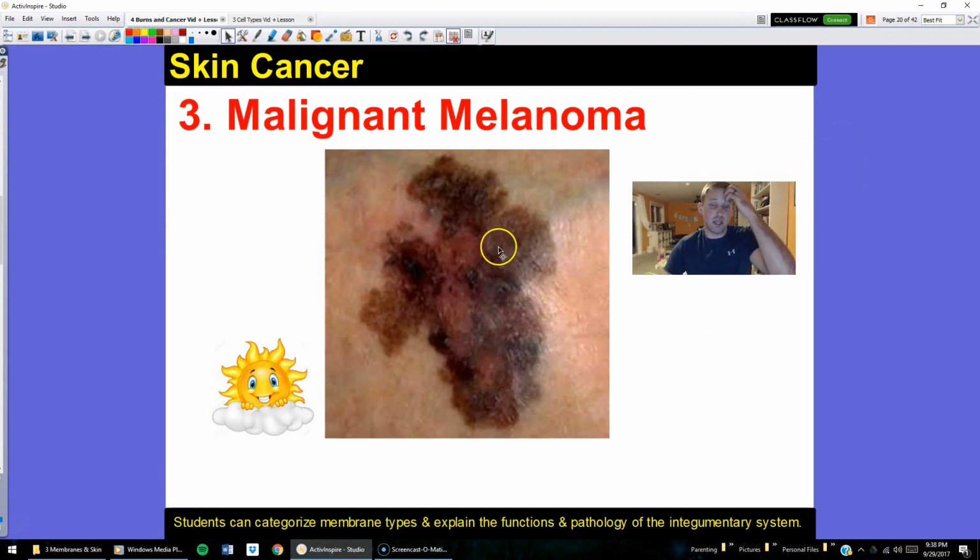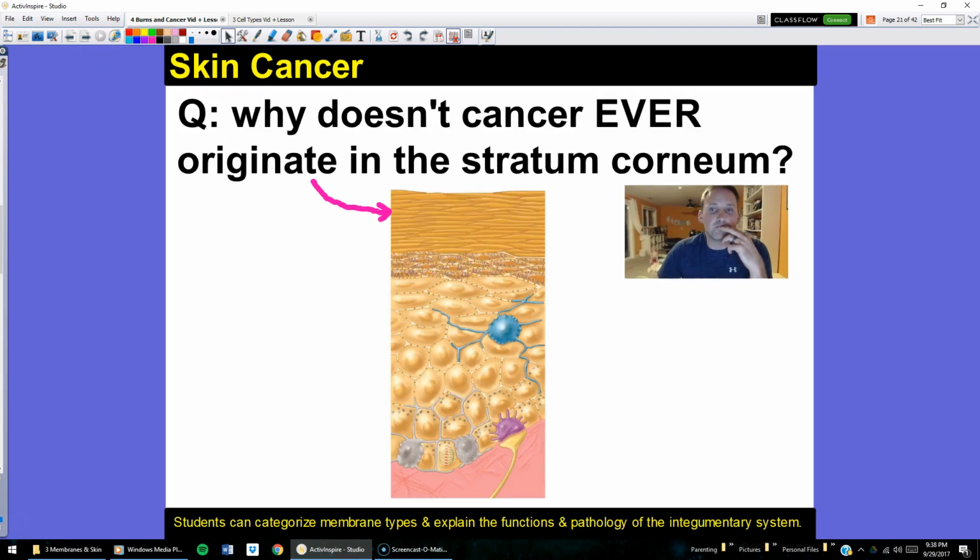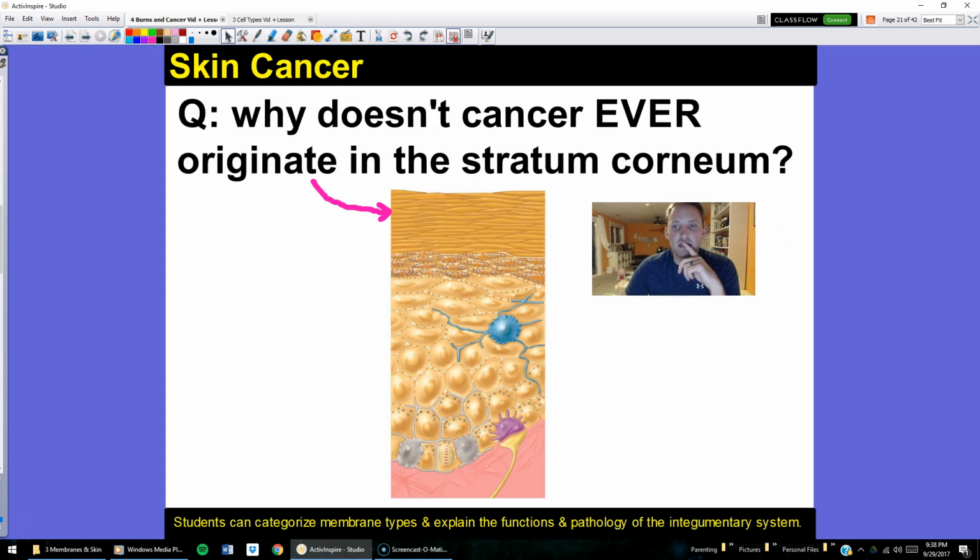And we actually have a rule to use on, actually before we get there, before I get to the ABCDE rule, I want to ask a question. Why doesn't cancer ever originate in the stratum corneum? So I want you guys to think, I'm not going to answer this right now. Again, I think as a teacher, I don't want you guys just to know answers for things. I want you guys to wrestle with stuff.